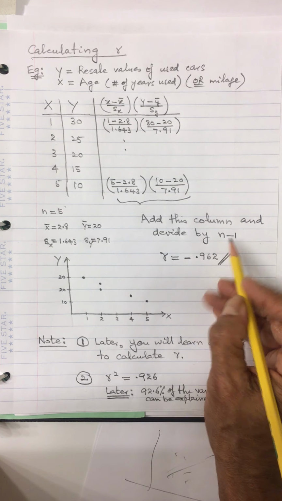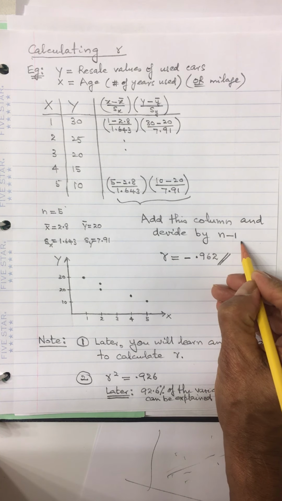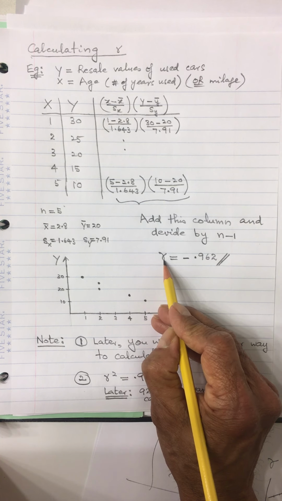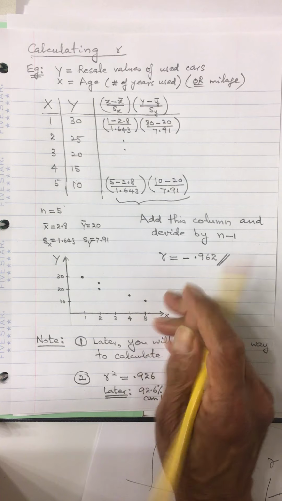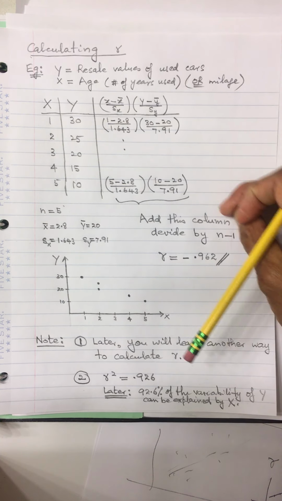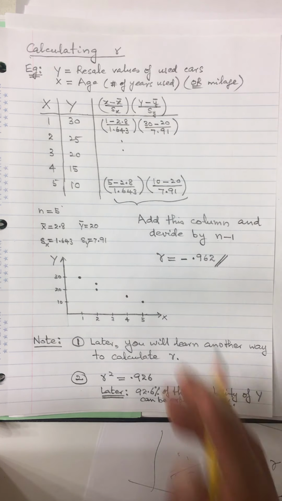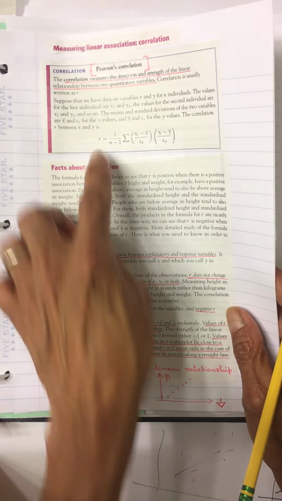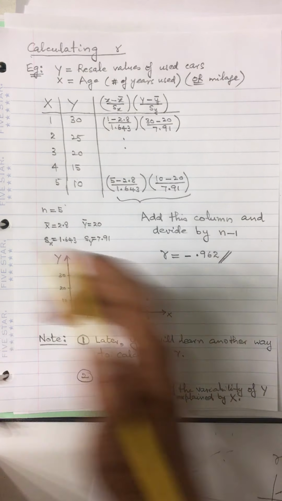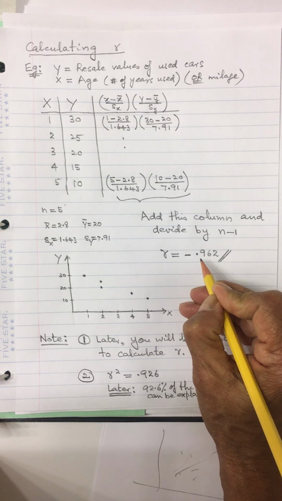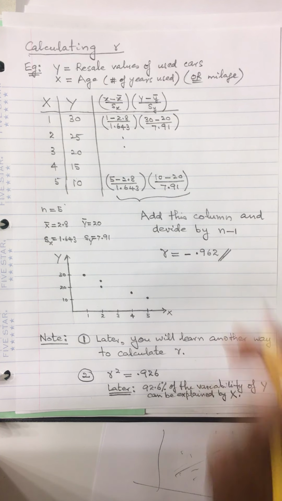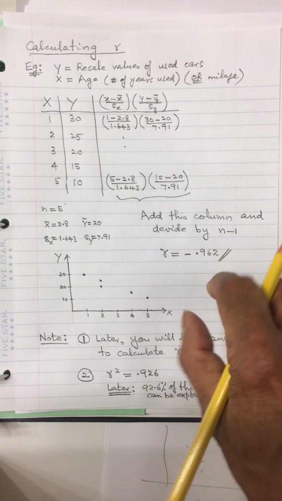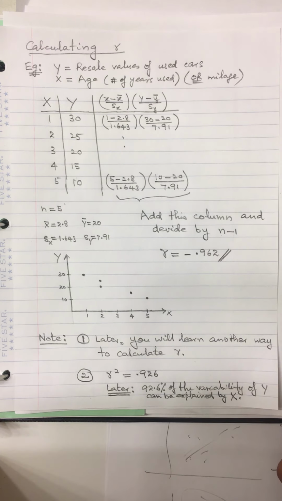Okay, sample size is 5 minus 1, 4. So once you add them up, divided by 4 will give you the R value. So the R, Pearson's correlation, is going to be minus 0.962. See now, it has a negative value, which means it has a negative trend.